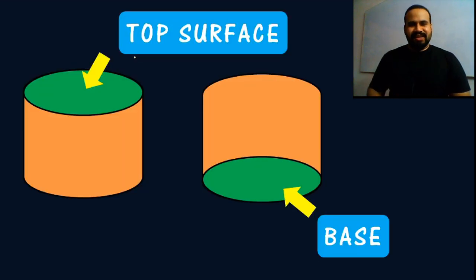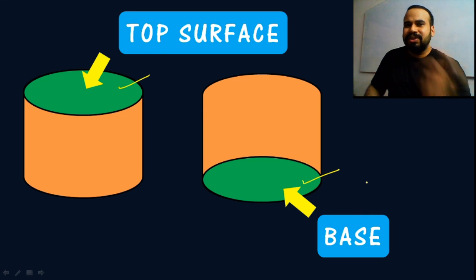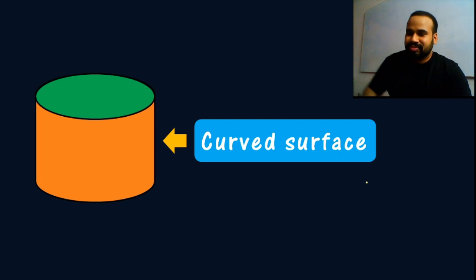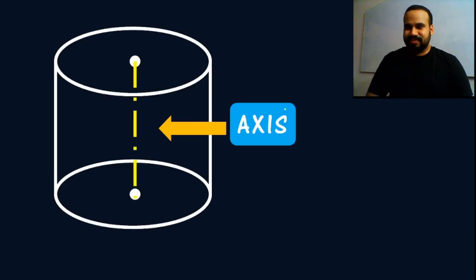A cylinder has two flat surfaces, one at the top, another at the bottom. The bottom flat surface is called the base of the cylinder. In fact, both these flat surfaces are circular in shape. In between the top surface and the bottom surface, there is a curved surface in the cylinder. An imaginary line that joins the centers of the two circles is called the axis of the cylinder.